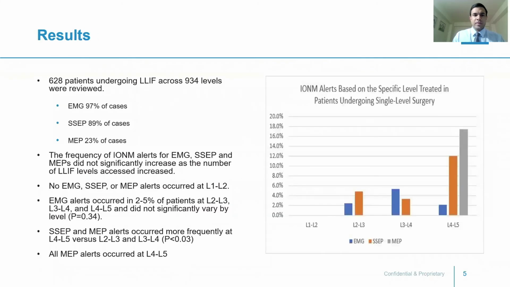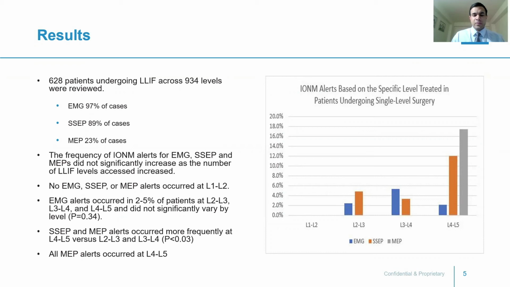In total, 628 patients were reviewed undergoing LLIF at 934 levels. EMG was used in almost all the patients. SSEPs were used in almost 90% of patients, and MEPs were used in a quarter of patients. The frequency of alerts, regardless of modality, did not increase as the number of levels increased.